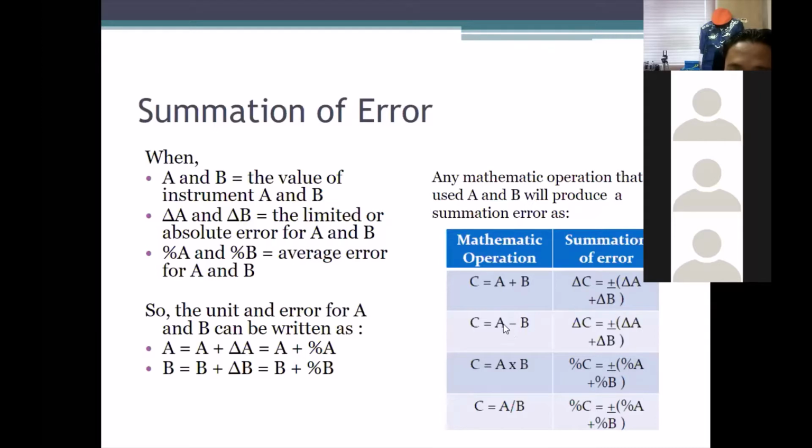If A minus B, this is also a summation of error, similar to this one. If C equals A multiplied by B, that means plus minus the percentage of A plus the percentage of B. If C equals A divided by B, it is also the percentage of A plus the percentage of B. So this is a summation of error.